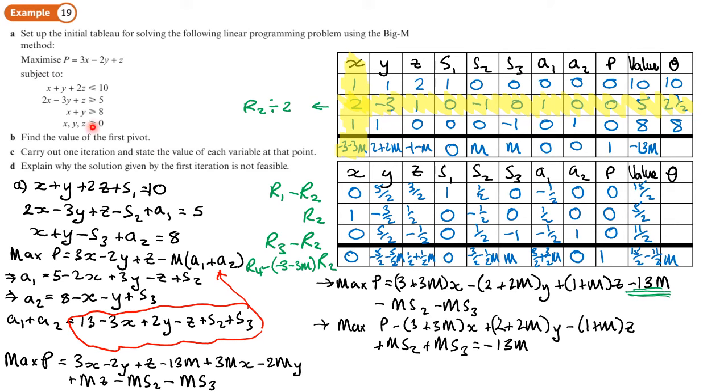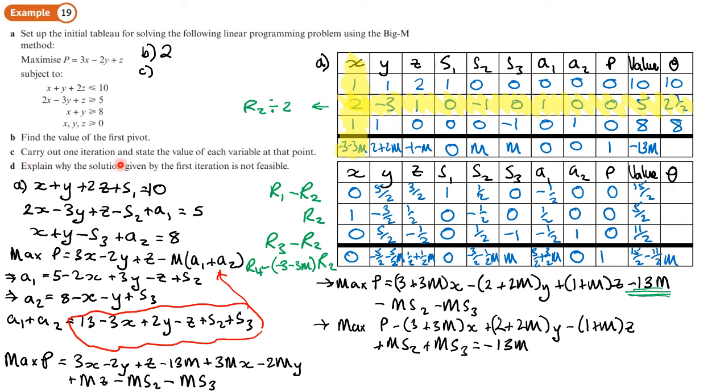Right, now this actually sets us up now to answer this question because we don't need to answer it fully. So the initial tableau is here. So here's my answer to part A. Part B says find the value of the first pivot. Well, our first pivot was 2, so we'll put B. Actually, let's do it up here. We've got a bit of space. So B, the value was 2.